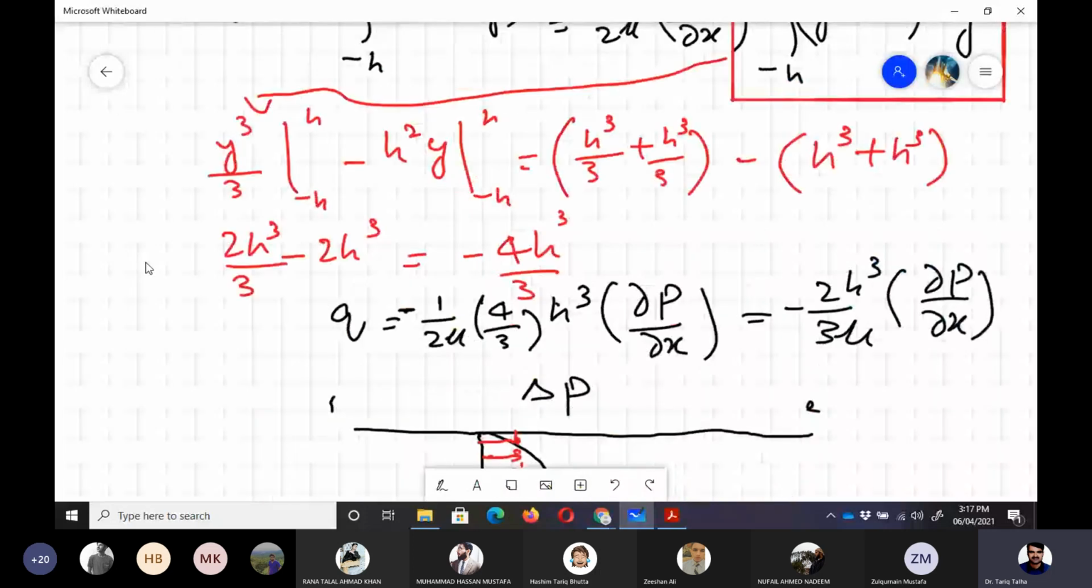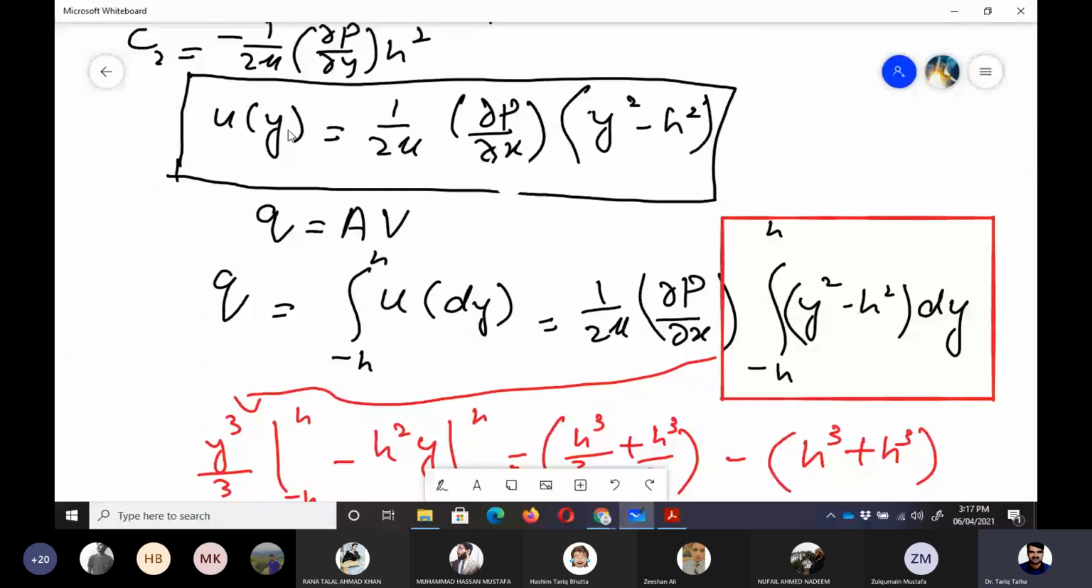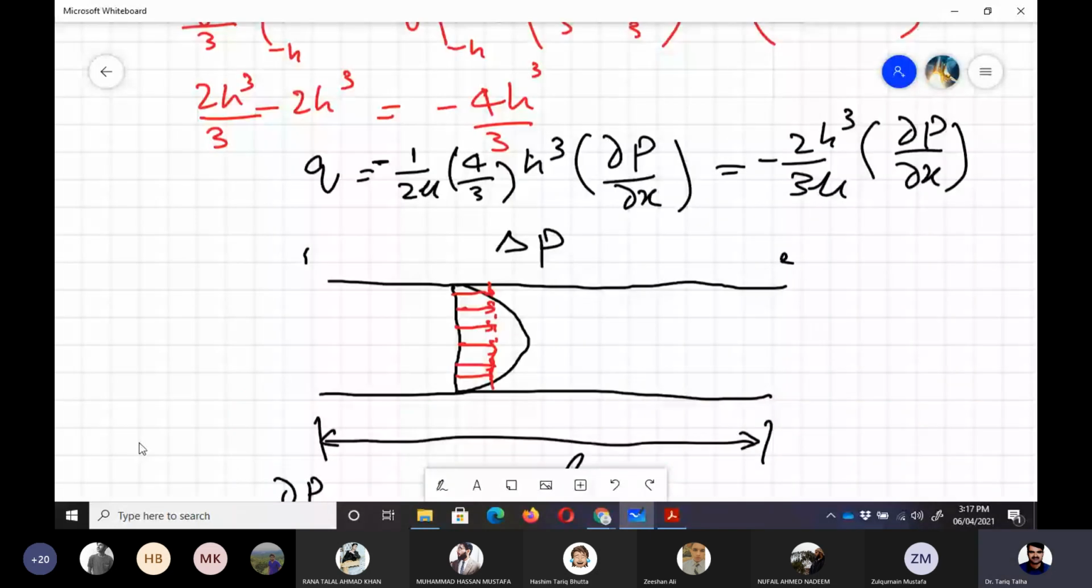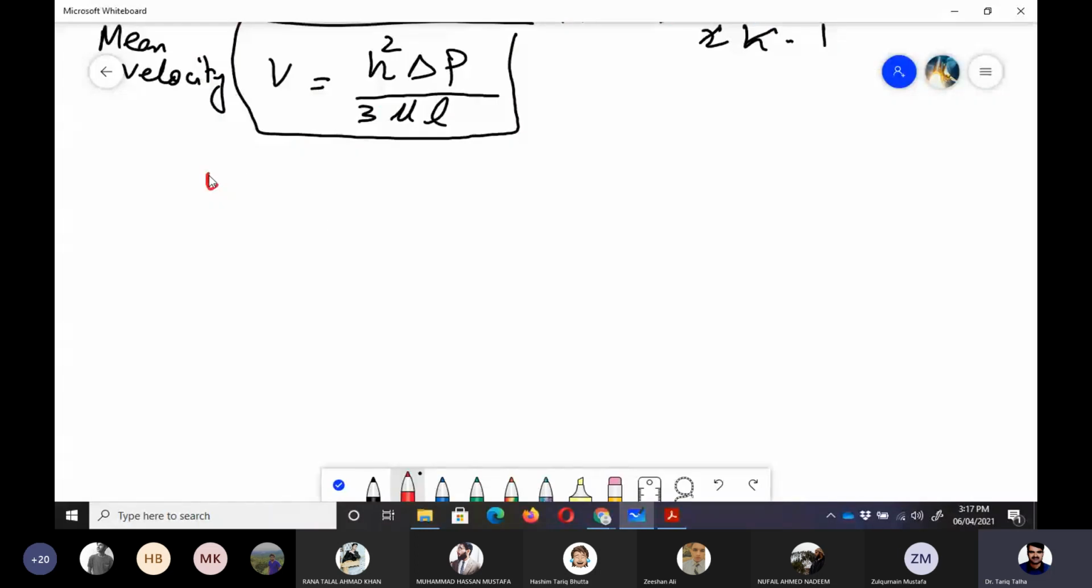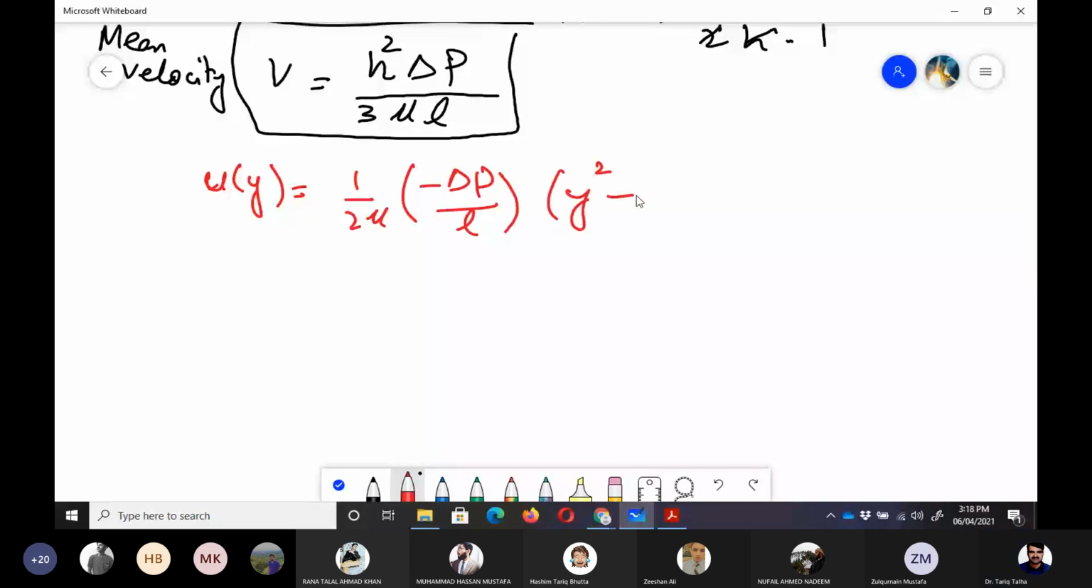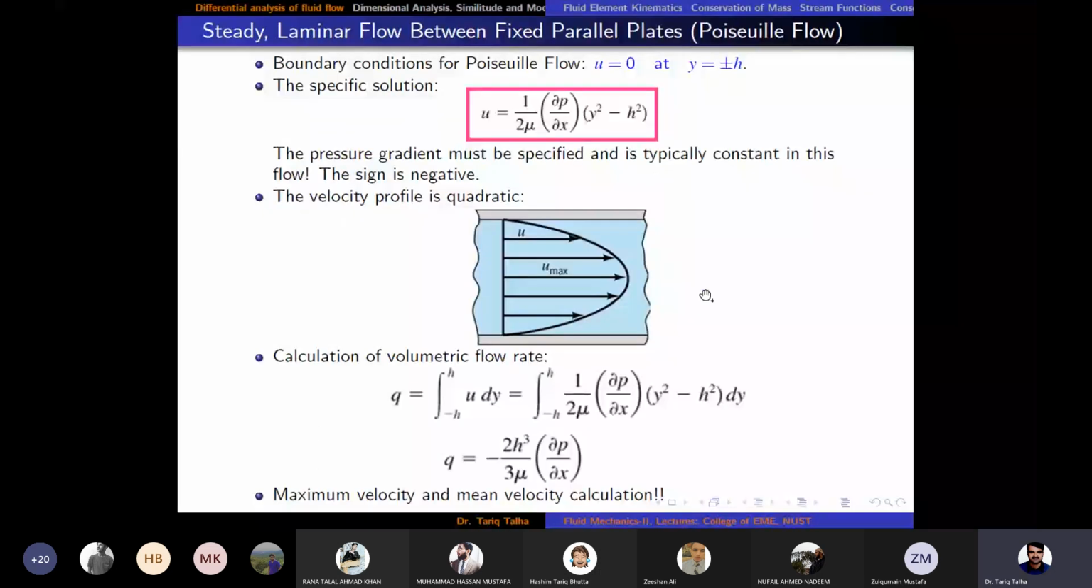which is u of y is equal to 1 upon 2 mu partial p by partial x. We can write here minus delta p by l and y square minus h square. Let me rewrite that: u of y is equal to 1 upon 2 mu into minus delta p by l into y square minus h square. Right. So if we look at the figure here, where would be the maximum velocity?